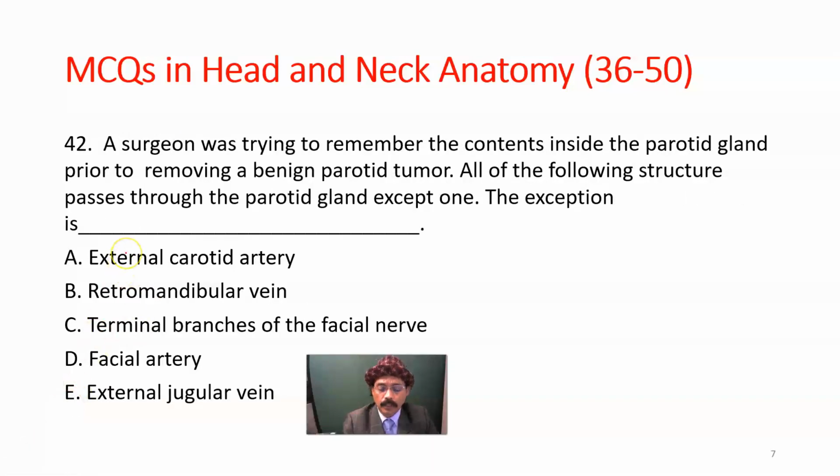Okay. Then we go to the question number 42. A surgeon was trying to remember the contents inside the parotid gland prior to removing a benign parotid tumor. All of the following structures pass through the parotid gland except one. The exception is what? External carotid artery, yes, it passes. Retromandibular vein is formed there. Terminal branches of the facial nerve are within the parotid gland.